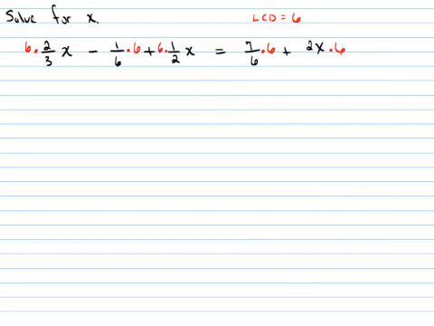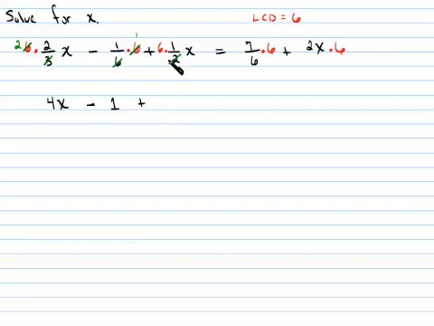So you have the option. You can do 6 times 2 is 12. 12 divided by 3 would be 4x. That's one thing you could do. Or you could do 3 goes into 6 2 times. 2 times 2 would be 4x. 6 goes into 6 one time. 1 times 1 would just be a 1.